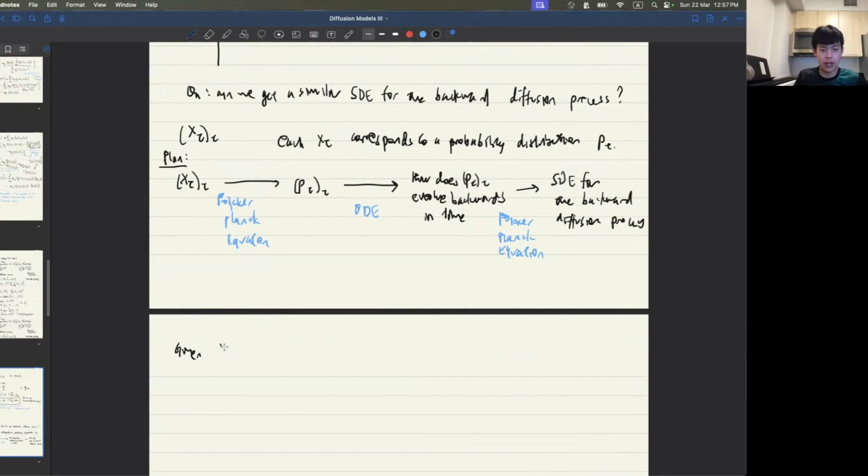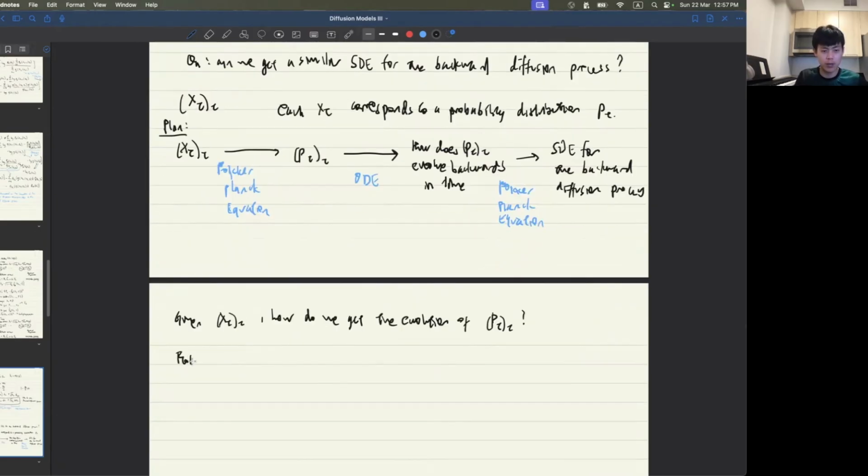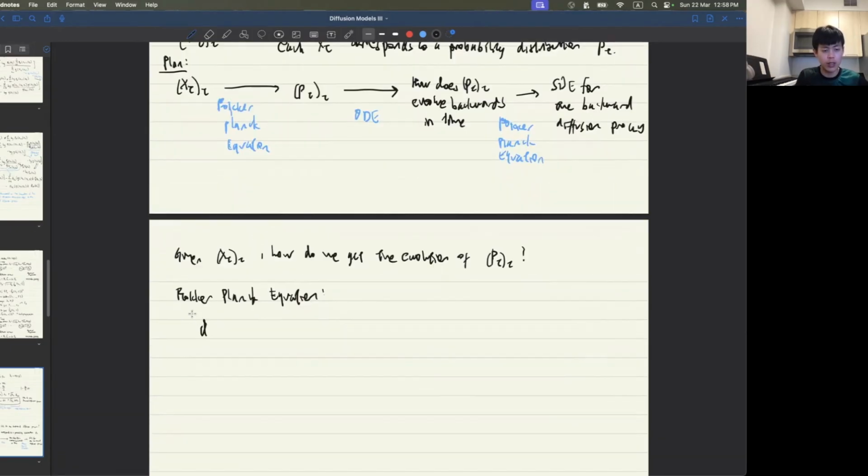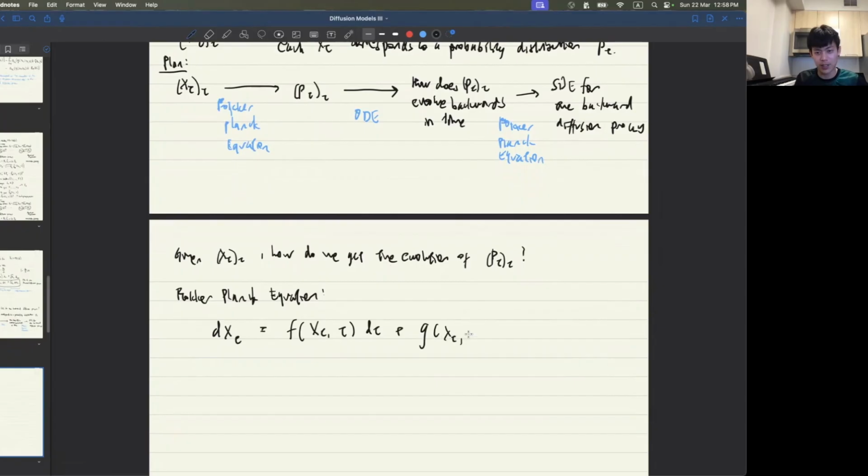The first arrow is really saying, given xt, a stochastic process, how do we get the evolution of their probability distribution across time? The answer is to use the Fokker-Planck equation. So what does the Fokker-Planck equation say? The Fokker-Planck equation is more general. It is saying if we have a stochastic differential process of the form dxt is equal to some general function f(xt, t) dt plus some other general function g(xt, t) dwt, then the probability distribution will change in the following way. I'll just write out the equation first and we can analyze it later.